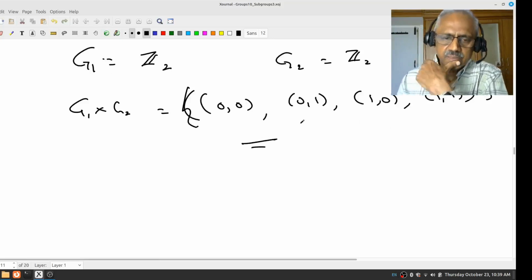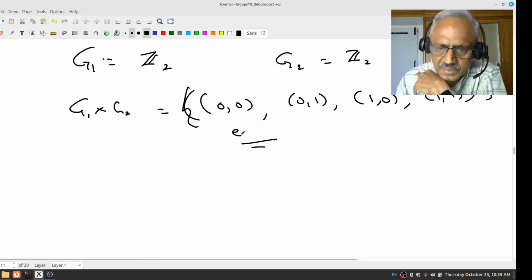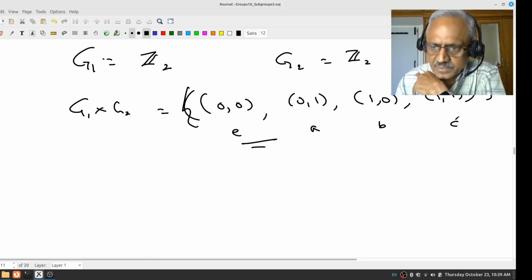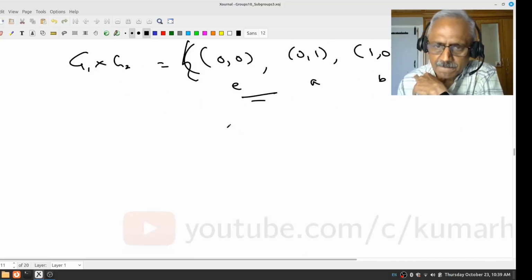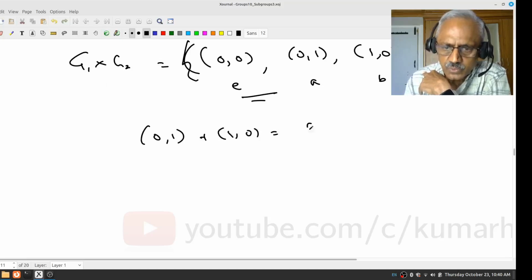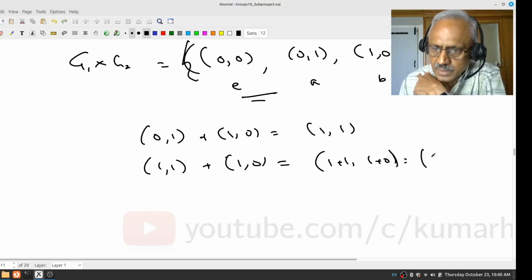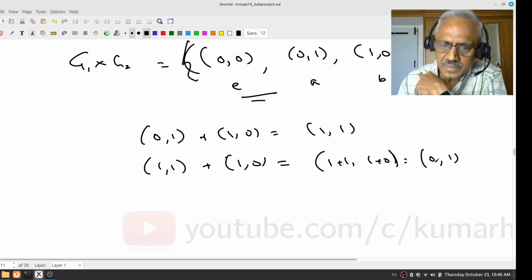Okay. So what is the addition here? Let us call these E, A, B, and C. Do you notice something very interesting? Remember the group operation here is addition. That is (0, 1) plus (1, 0) is (1, 1). And suppose (1, 1) plus (1, 0), what is that? That is 1 plus 1, 1 plus 0, that is (2, 1), which is (0, 1).